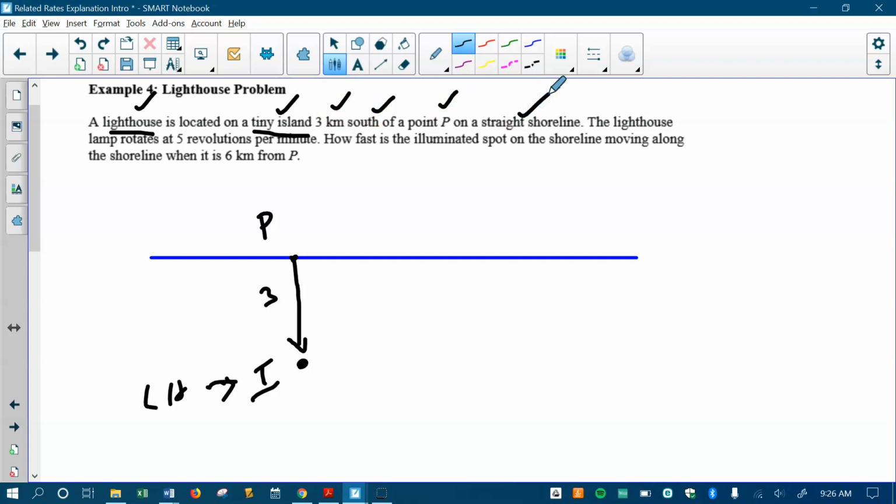Now, the lighthouse lamp rotates at 5 revolutions per minute. Not really sure what that means. How fast is the illuminated spot on the shoreline moving along the shoreline when it's 6 kilometers from P? Let's look at this part. How fast is the illuminated spot on the shoreline moving along the shoreline when it's 6 kilometers from P?